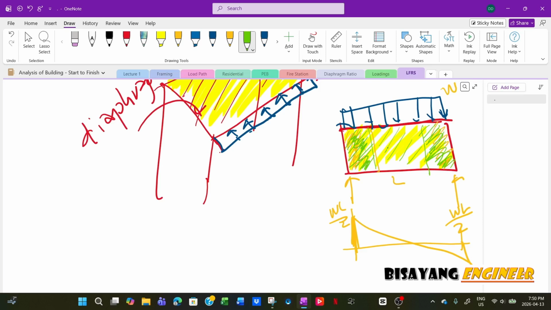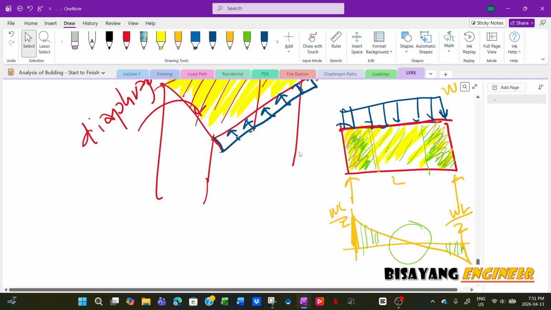So the same as if this is a concrete beam, of course, your stirrups will be closer at the support versus the one in the middle third, or middle half, I would say. So it's the same concept as a steel beam. It's just that the diaphragm is positioned horizontally. So the theory is the same.